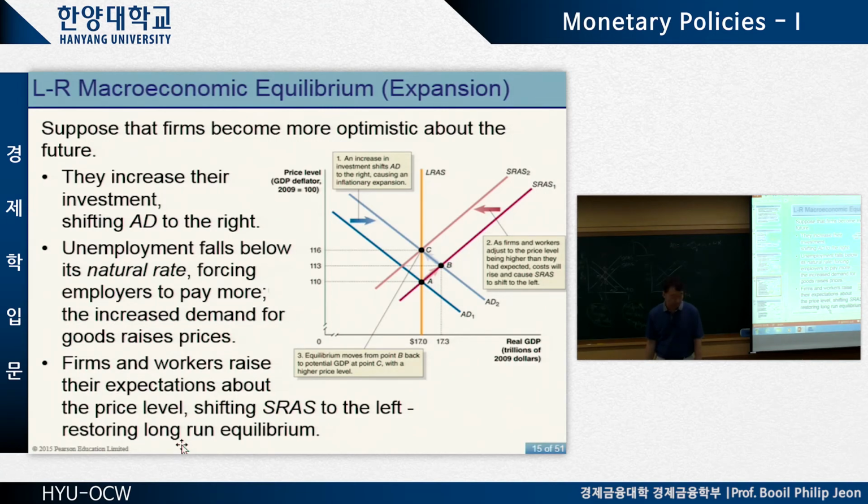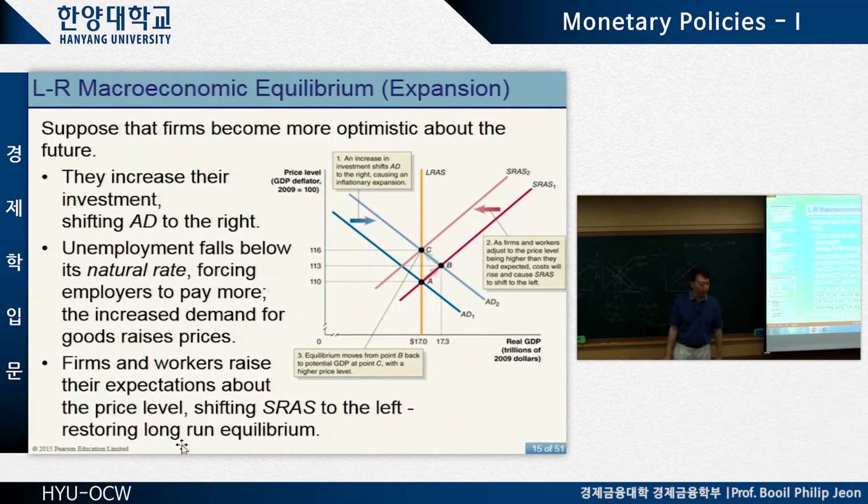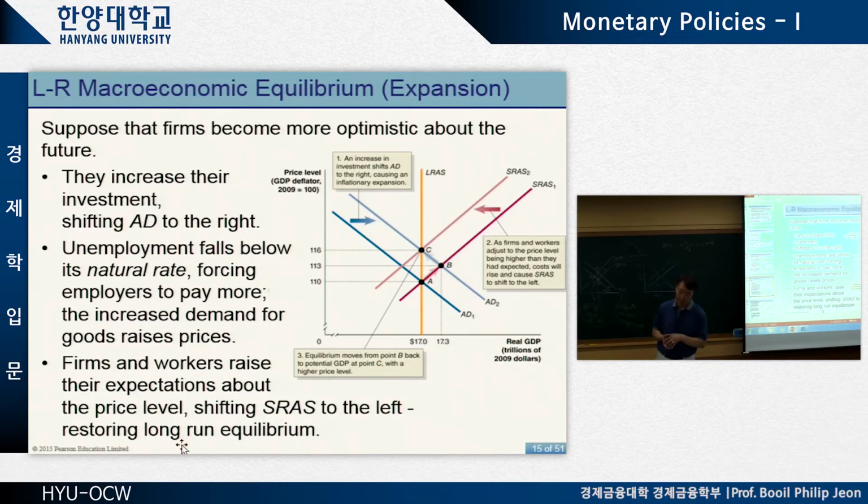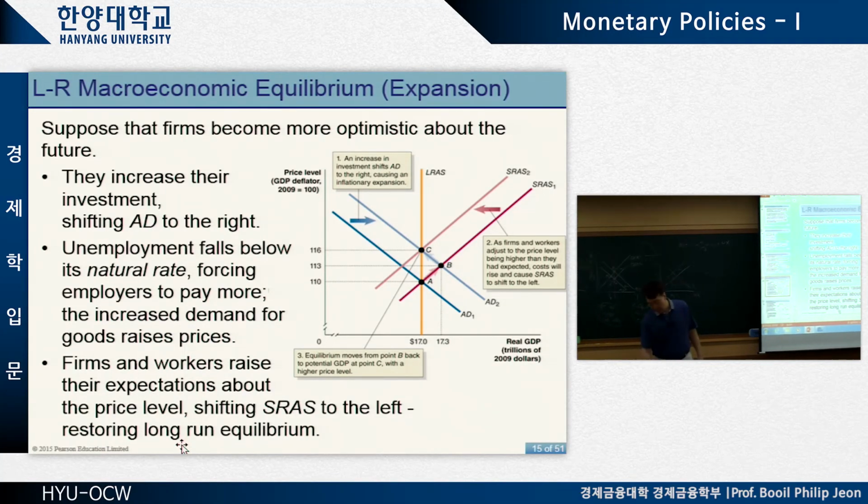Here, instead of workers, the companies became more optimistic about the future. So they think next year their economy will be stronger, so their products will be selling more. And in order to prepare for that, you need to increase your output. For that purpose, you need to buy more equipment and install another assembly line. So let's say companies decided to increase their investment, and then immediately the aggregate demand will shift to the right.